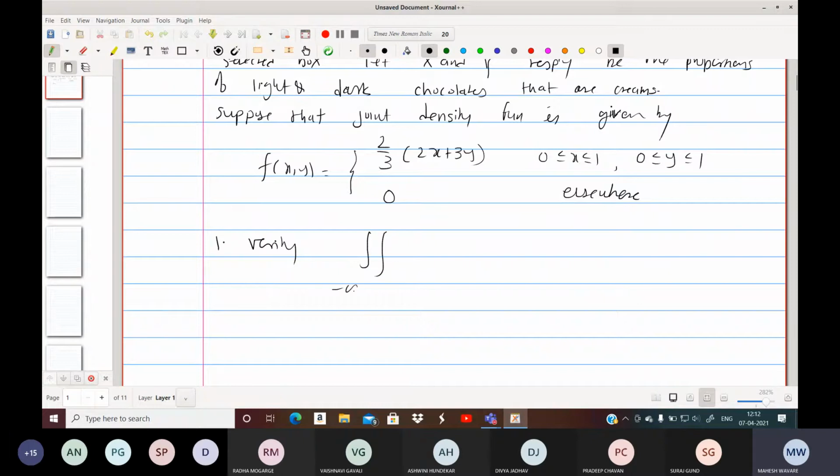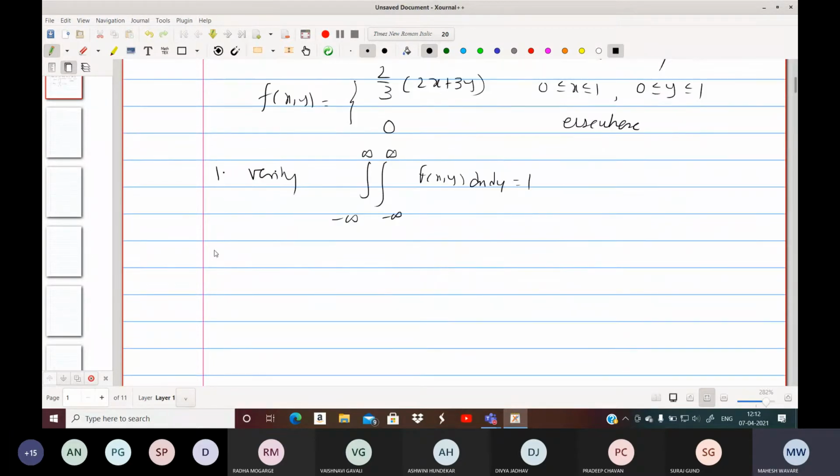Verify this is 1. Second, find the probability of the random variable in the region A.